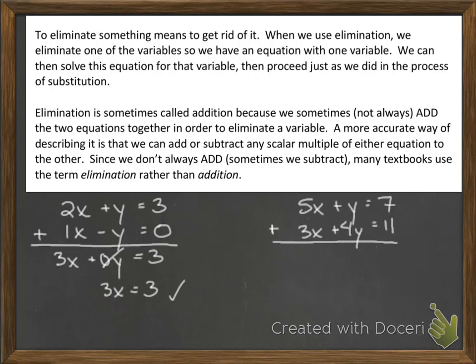Let's try adding these two equations together. 5x plus 3x is equal to 8x. 1y plus 4y is equal to 5y. 7 plus 11 is equal to 18. Notice that by just adding these two equations, we did not succeed in eliminating either x or y. Both variables are still in the equation when we sum them. So again, in some instances, it's sufficient to just add the two equations together. In other problems, we're going to have to do some other steps. So please keep that in mind.